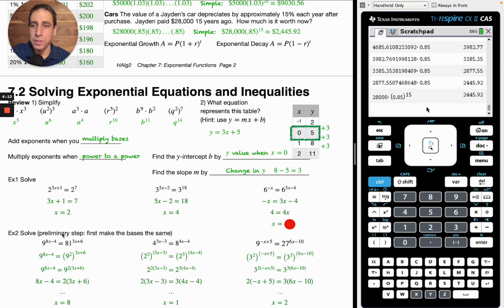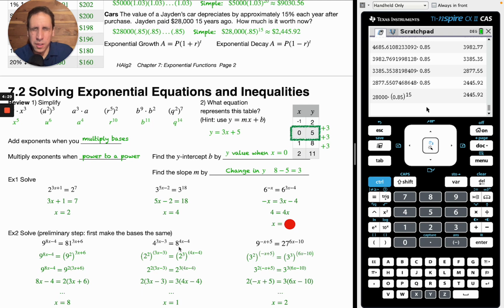Let's practice this preliminary step of first making the bases the same a couple more times. 4 and 8. Well, 4 times itself some easy number of times is not going to be 8. So 4 times itself once is 4. 4 times itself twice is 16. And already we've overshot 8.